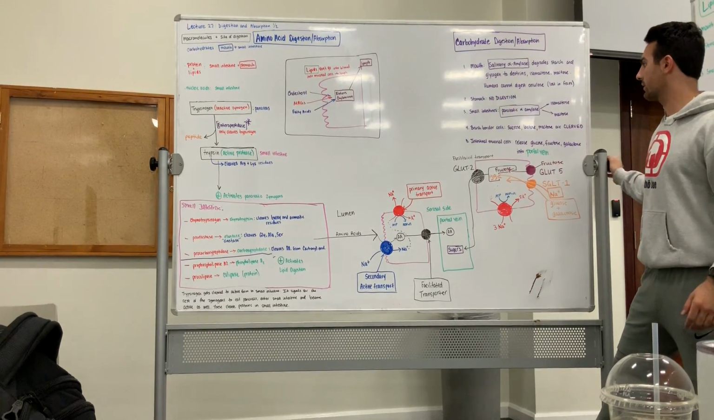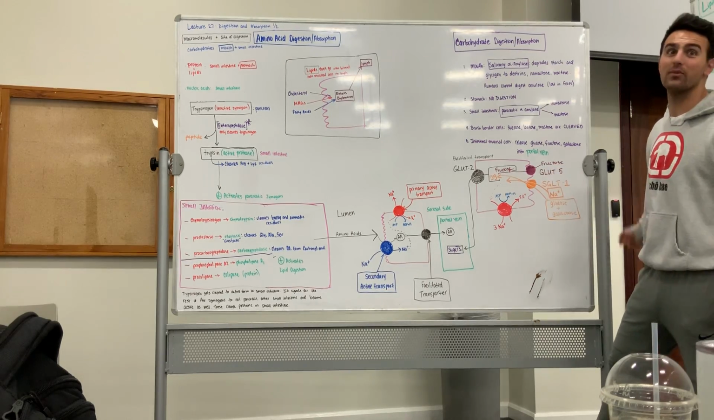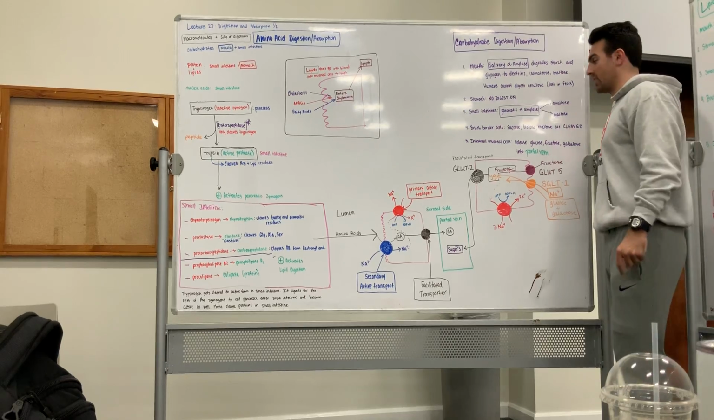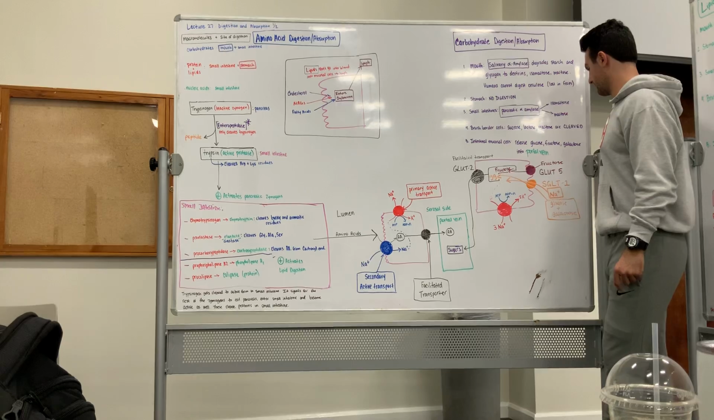Exactly. I feel like that's a test question right there, bro. That it happens in the brush border cells. The breakdown of disaccharides happens in the brush border cells. Okay, intestinal mucosal cells, they release glucose, fructose, galactose into the portal vein.